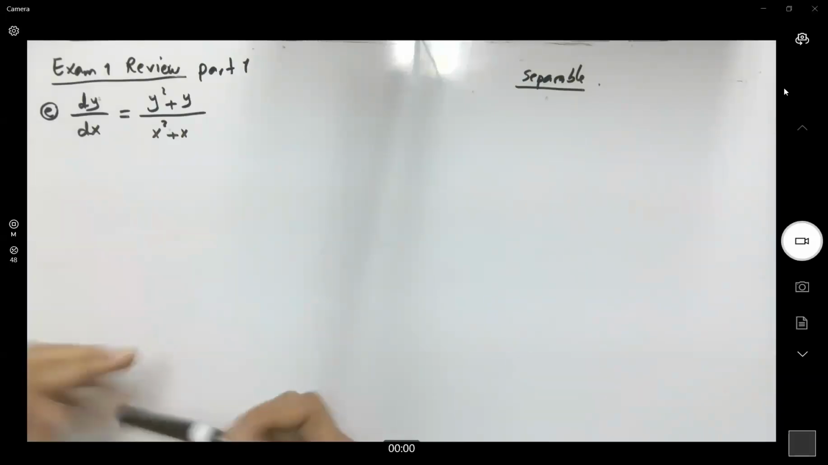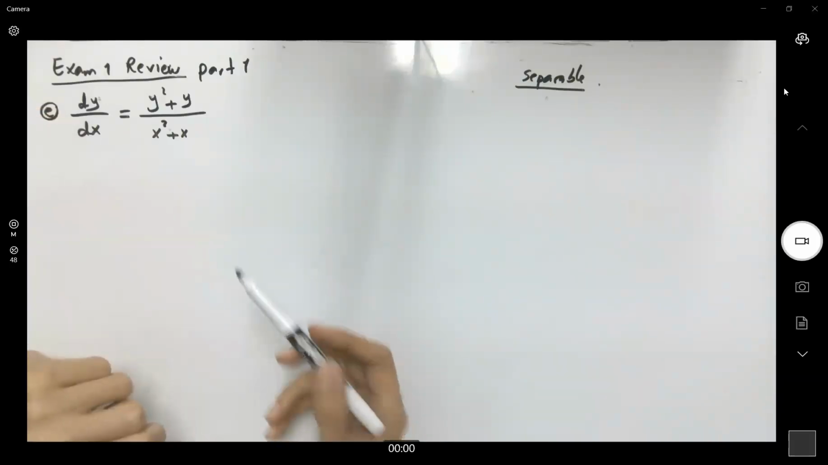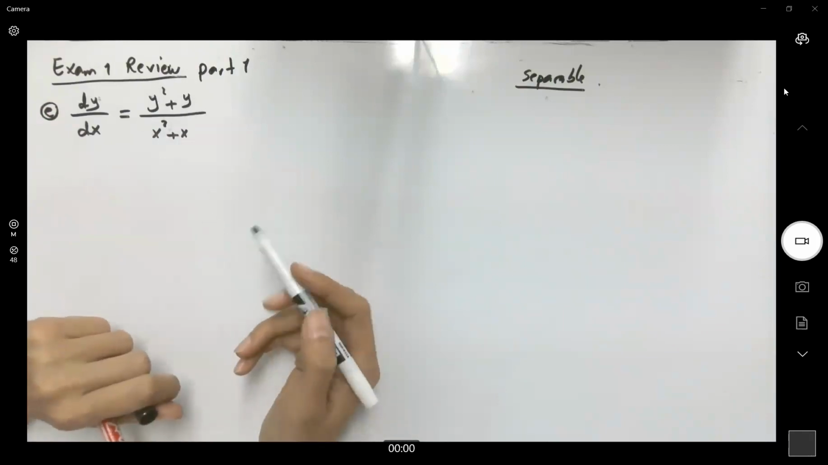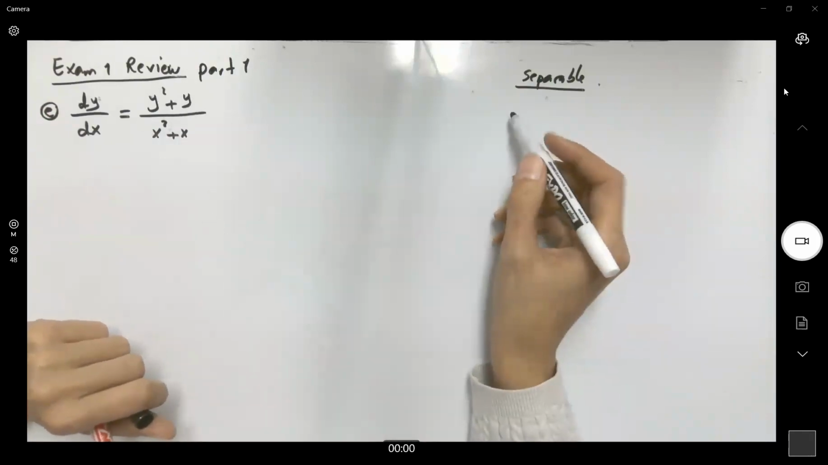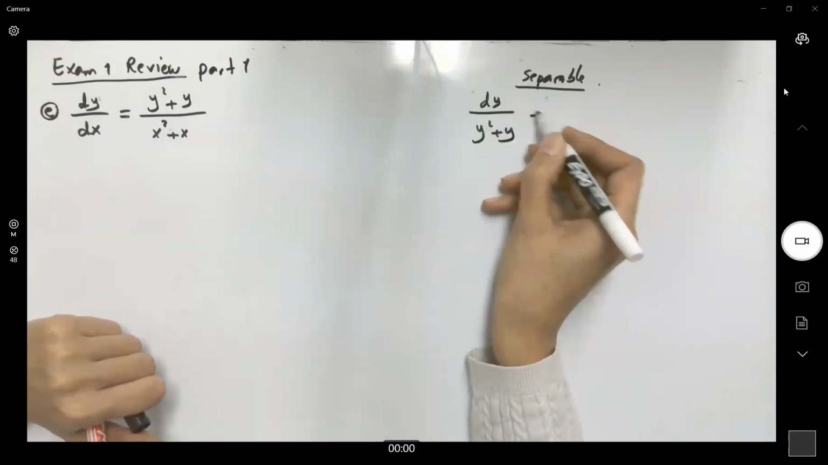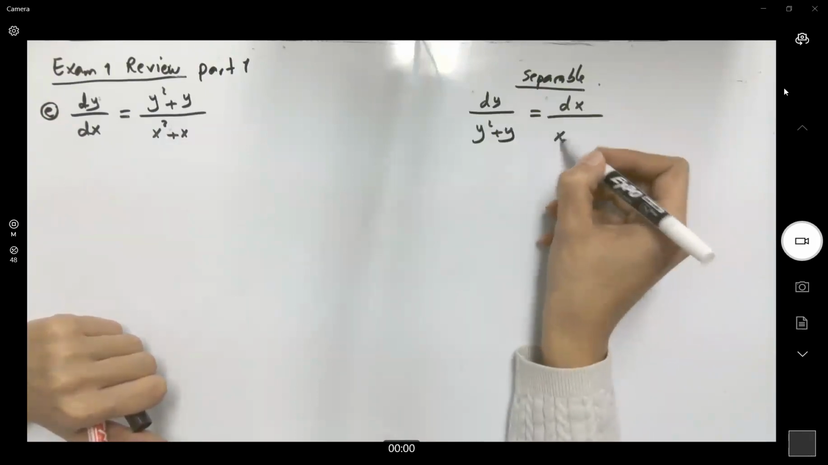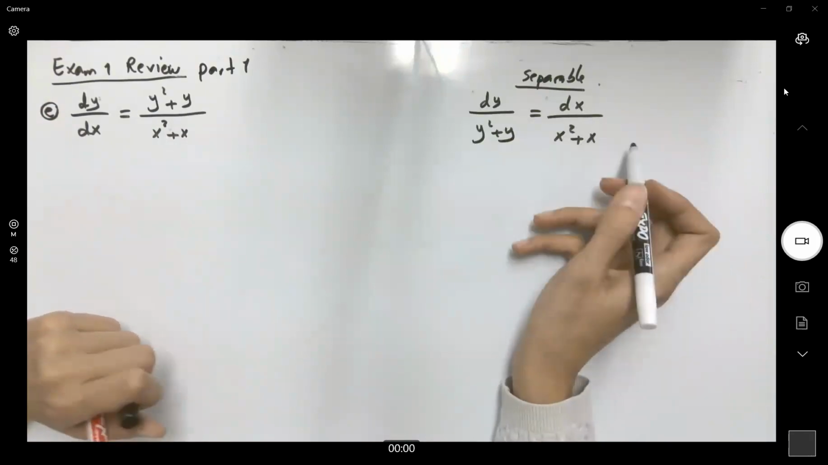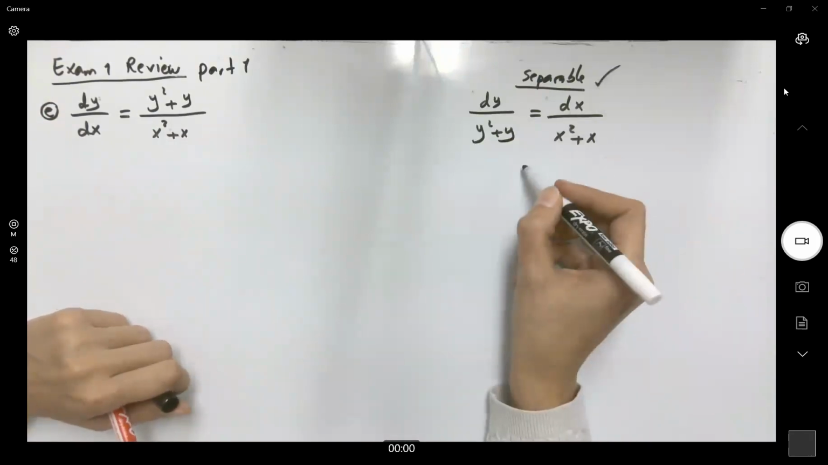Let's take a look at if we have dy over dx equals y squared plus y divided by x squared plus x. Is it separable? Simple algebra: dy divided by y squared plus y equals dx divided by x squared plus x. So obviously it is separable.